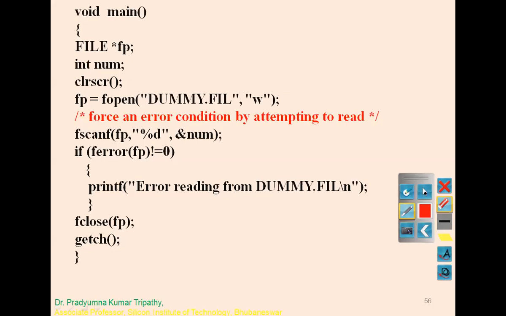I read some value from here. This is writing mode I am opening. Try to understand, which mode is this? Writing mode. A new file is created, which means no content is there, but I want to read some content. fscanf is what? Reading content from this file.